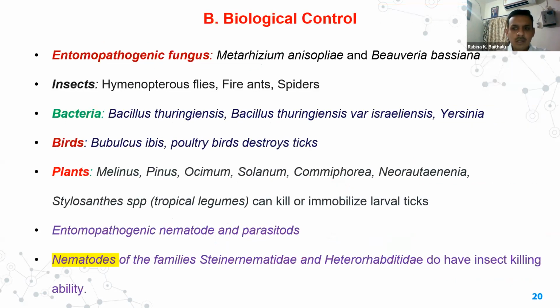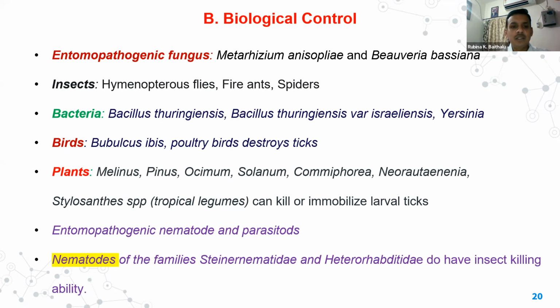The first method is the managemental method; the second method is biological control. There are various biological agents used for the control of ticks, like entomopathogenic fungus, which I will discuss later. Then various insects and bacteria, like Bacillus thuringiensis. These are already available in the agriculture shop. You can purchase them; they are readily available. Even certain birds are used as biological agents for the control of ticks.